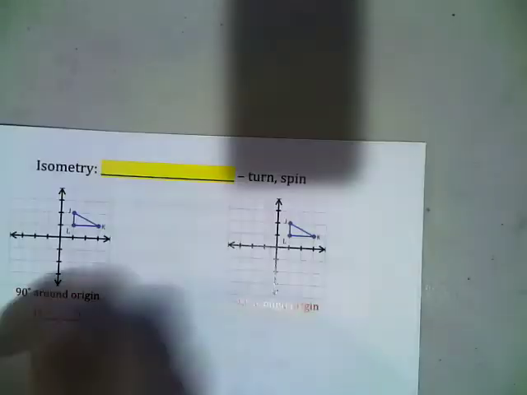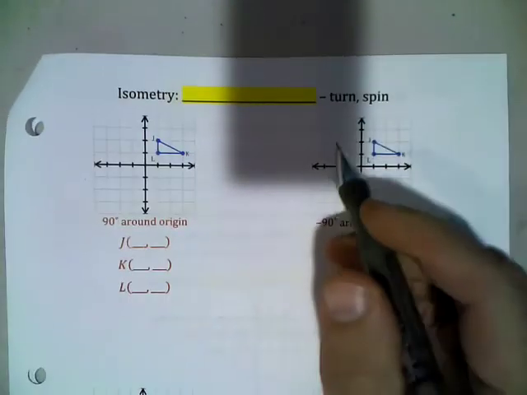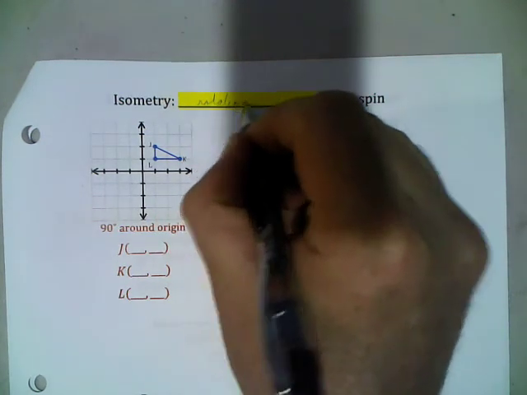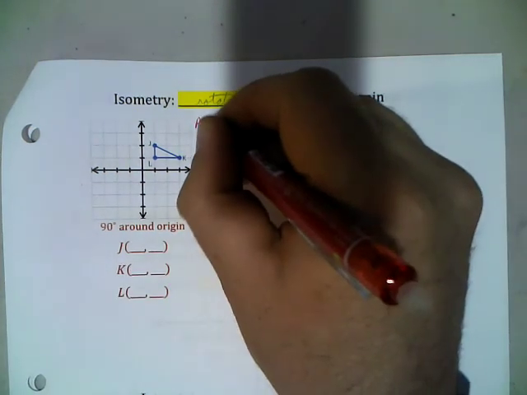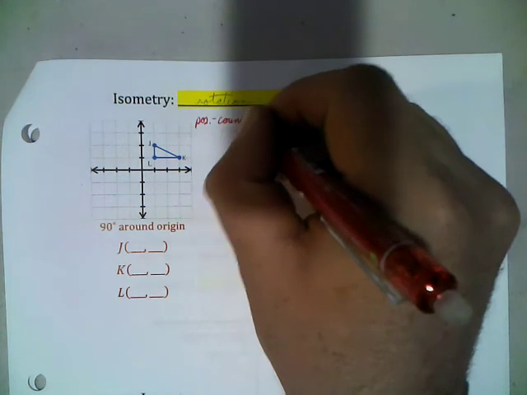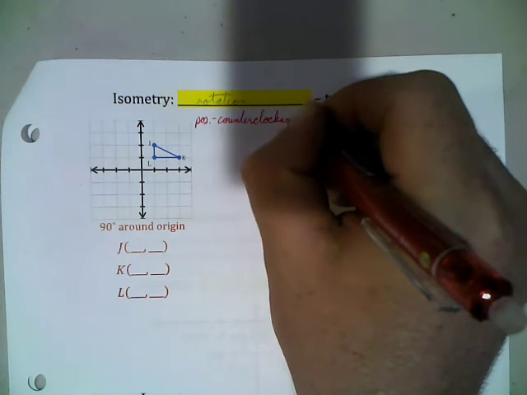All right, for our next isometry, we're looking at a turn or a spin. So this is a rotation. One thing that is important in mathematics to take into consideration is that a positive rotation is actually counterclockwise.